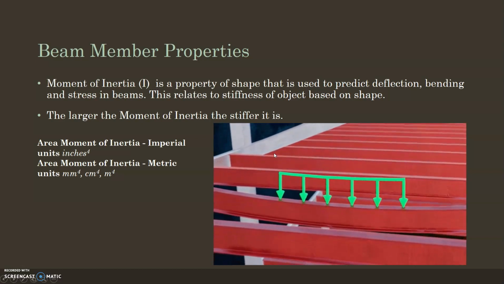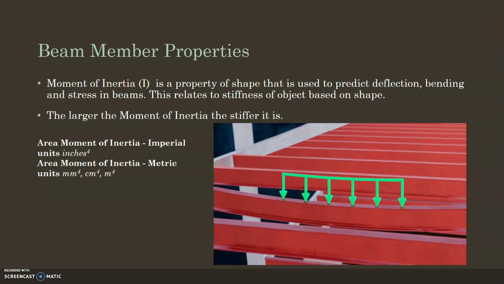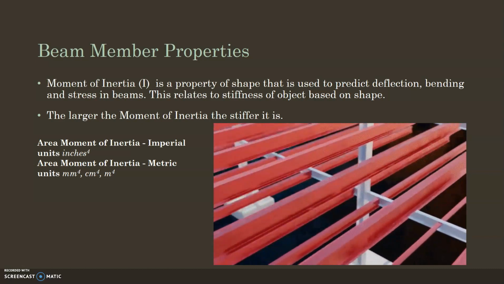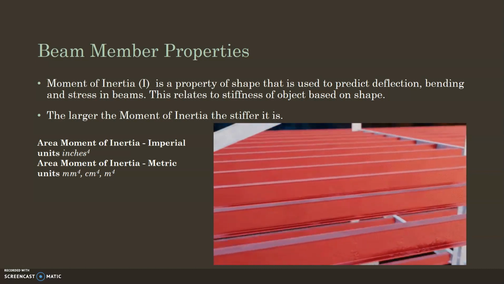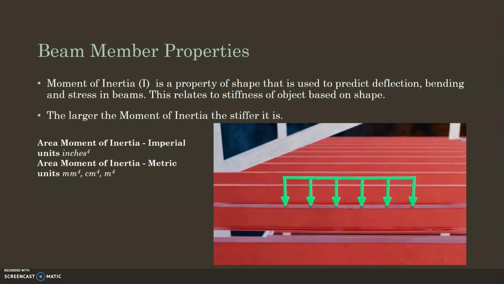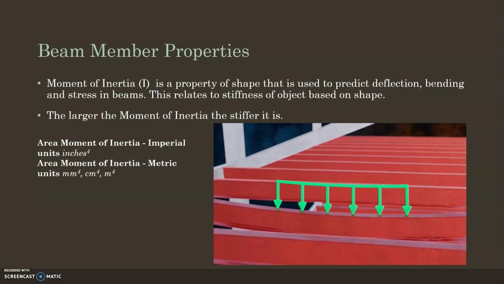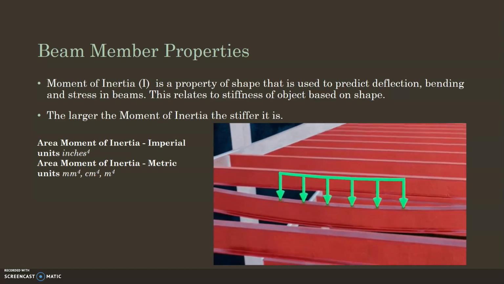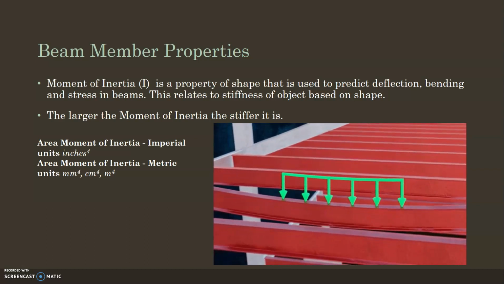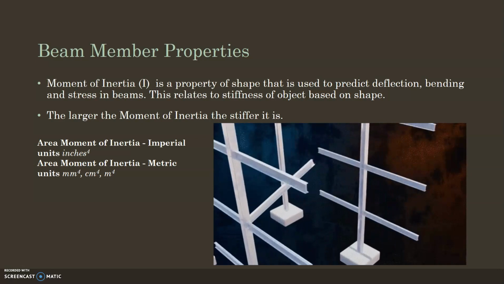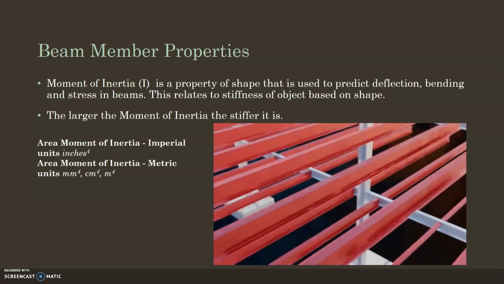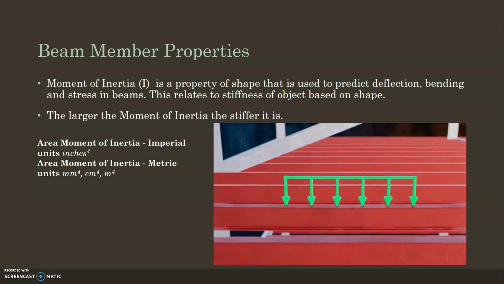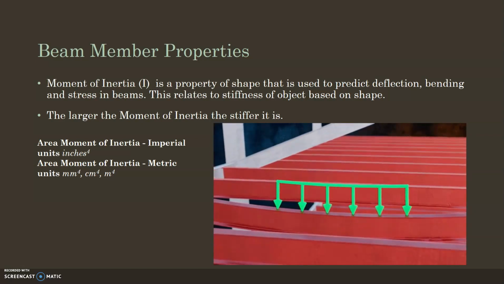Now, moment of inertia, symbolized by the letter I, is a property of its shape. We can use the moment of inertia to see how stiff an object is based on its geometrical shape. The larger the moment of inertia, the stiffer and the harder it is to bend. Now, those units are going to be either in inches to the fourth power in imperial, US standard, or they're going to be in the metrics. It could be millimeters to the fourth, centimeters to the fourth, or meters to the fourth, depending on which units you use.